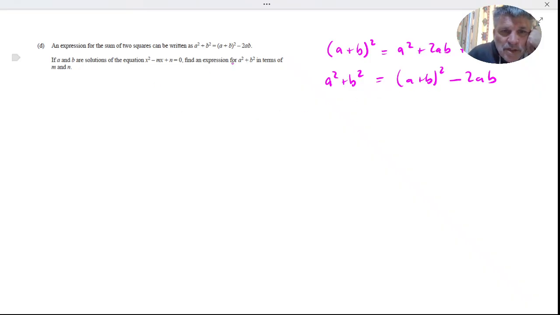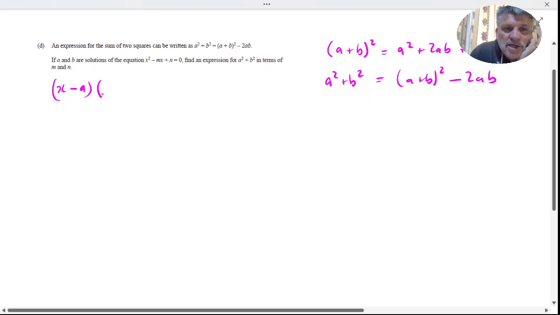So we've got that equation, and it says if A and B are solutions of this equation, find an expression for a squared plus b squared in terms of m and n. So if A and B are solutions, then x minus a and x minus b are factors. And if I multiply that out, I have to get the quadratic.